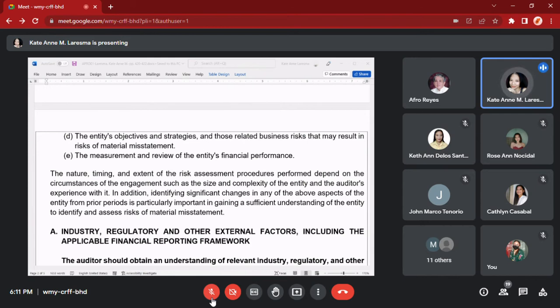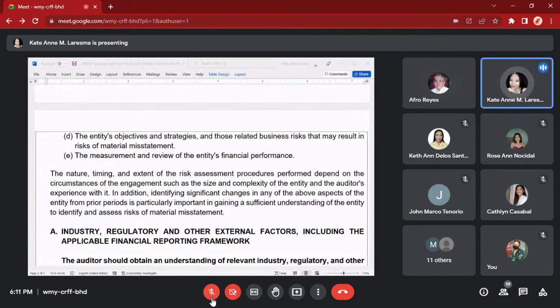So, hindi po basta na lang magpe-perform ng risk assessment procedures ang auditors dahil isinasaalang-alang din po nila ang nature nito sa mga posibleng kaharaping, yun nga po, circumstances, bunga ng mga engagements. Kabilang daw po dito ang size at complexity ng entity. Bakit po kaya? Kasi po, for example, kung mas malaki at mas complicated si entity, mas mataas ang risk of material misstatement and it's not the other way around.